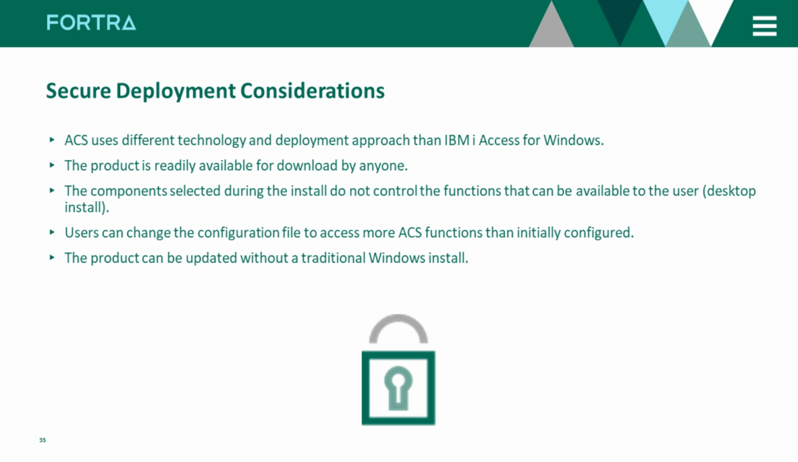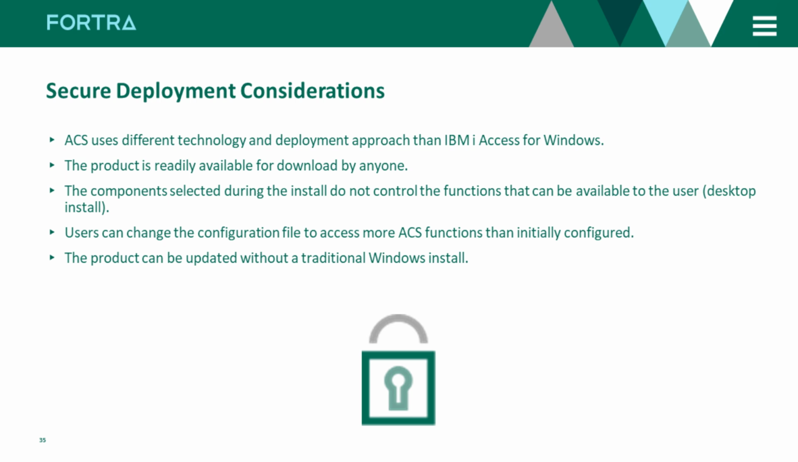ACS uses a different technology. It's Java-based, whereas the old IBM Access for Windows was a true Windows application. The product is readily available for download by anyone with an IBM ID. And the components that are installed during the installation process don't necessarily control what functions can be exercised by the user. And users can change the configuration file that has some control over what functions they have.